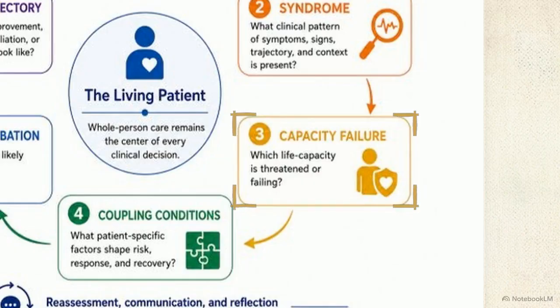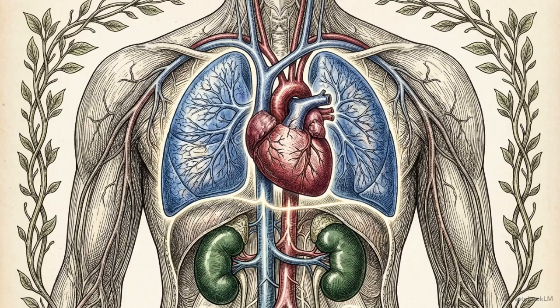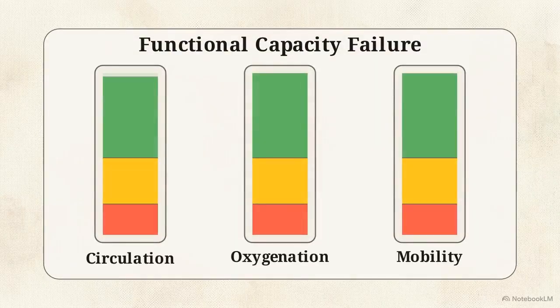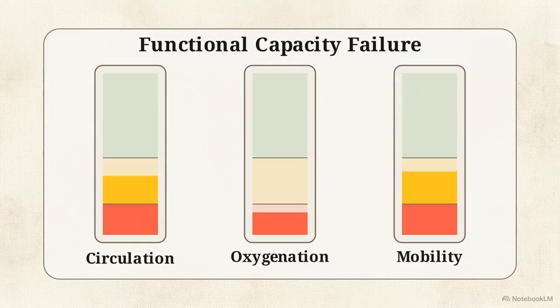Step 3 is capacity failure. This requires a shift in focus. Disease labels are static, but patients are dynamic biological systems. A traditional label like heart failure names the disease, but it doesn't describe the patient's state. The superior question is, what physiological capacity can this patient no longer sustain? In this case, the patient is currently failing in her capacity for circulation, oxygenation, and independent mobility.